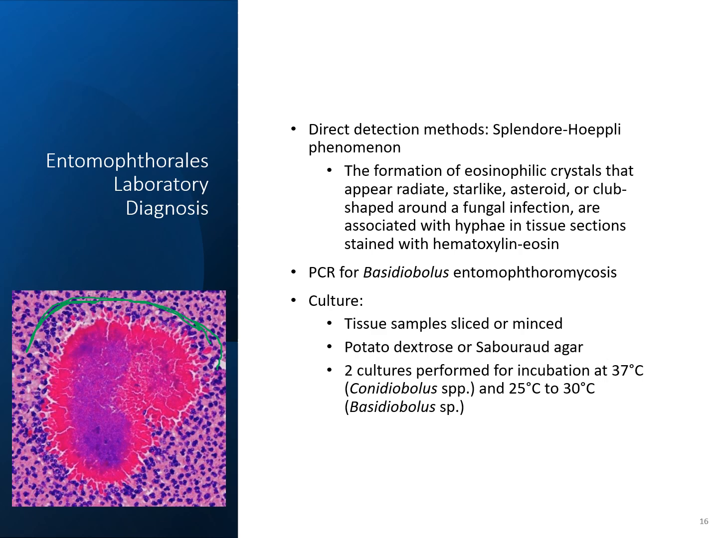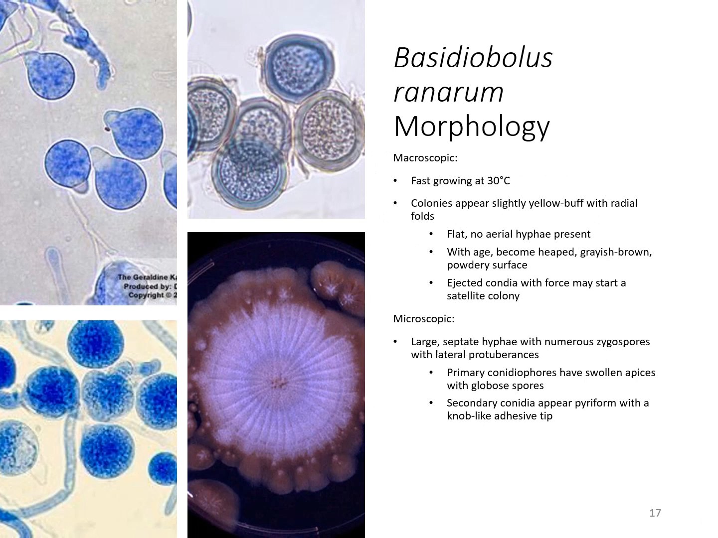PCR can be used for Basidiobolus, and you can also do culture, but when you do culture, of course, you would have to take the tissue and slice it or mince it and put it on potato dextrose or Sabouraud agar. Two cultures should be performed, one at 37 degrees for the Conidiobolus and one at 25 to 30 degrees for the Basidiobolus. So you would take the same specimen and culture it on 2 different plates, so the same type of plate, but you would just culture it twice so that you could incubate at 2 separate temperatures.